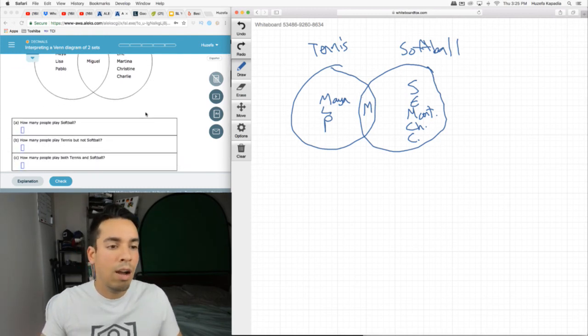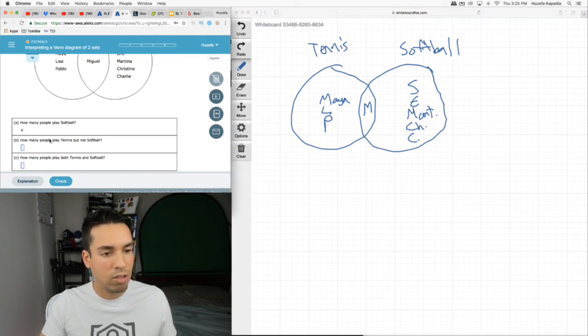Now the question is, how many people play softball? Well, clearly 5, but what about Miguel? Miguel is also in the softball universe, so he's counted in that number, therefore 6 total play softball. How many people play tennis but not softball? 1, 2, 3. So there's 4 people that play tennis, but they said specifically just tennis and not softball. Miguel would not be included in this number, therefore we just got 3.